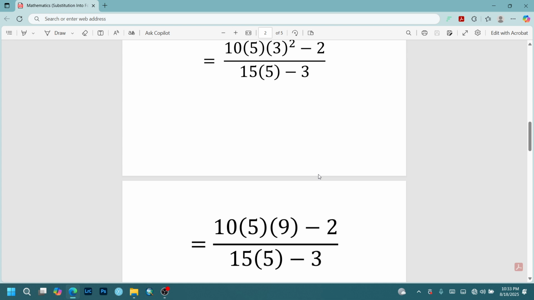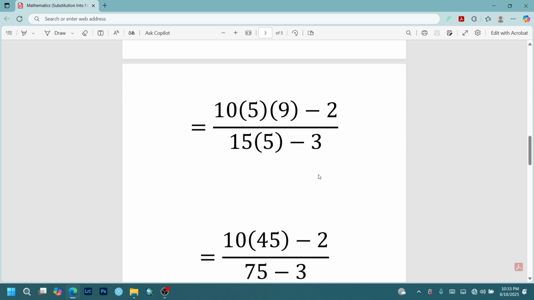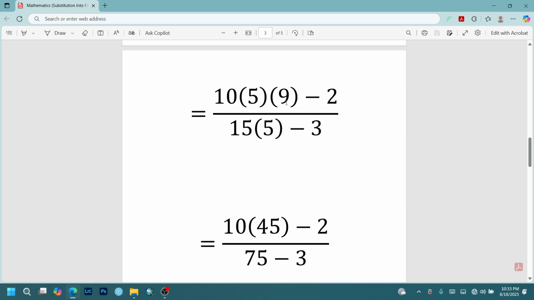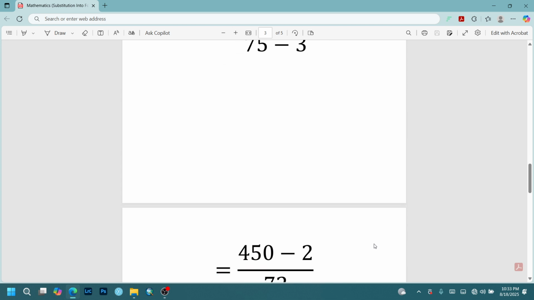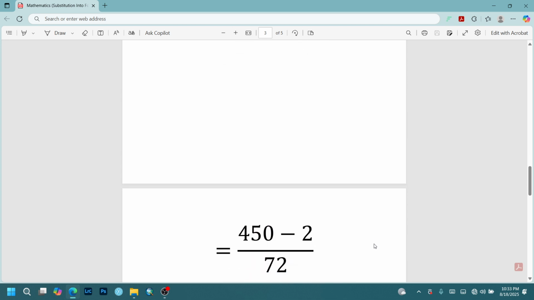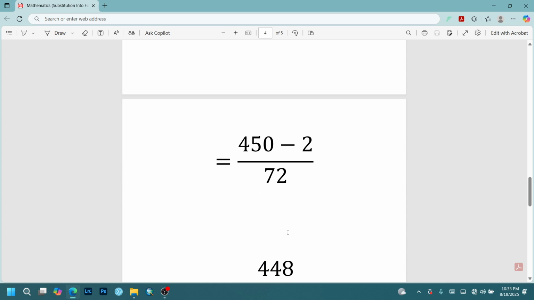So in simplifying further, 5 multiplying 9 will give us 45, right? And 15 multiplying 5 will give us 75. So we are going to further have our equation to be 10 multiplying 45 minus 2 over 75 minus 3, right? So 10 multiplying 45 will give us 450. So we are going to have our equation to be 450 minus 2 over 72, right?